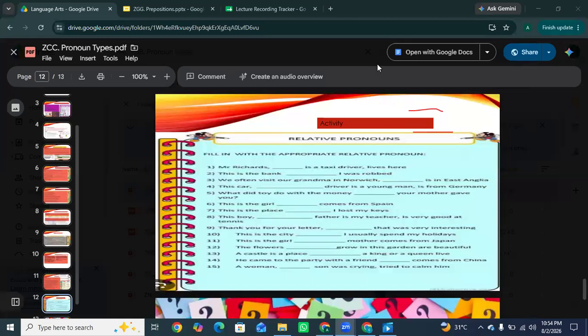Here we have some activity on relative pronouns. Okay, so the first five I will do for you, and the rest is your homework. Okay, so: Mr. Richard, dash, is a taxi driver, lives here. Mr. Richard, who is a taxi driver, lives here. Because Mr. Richard is a person acting as a subject.